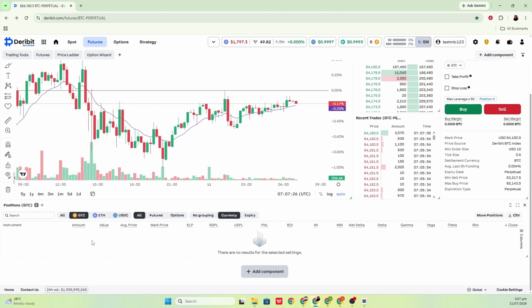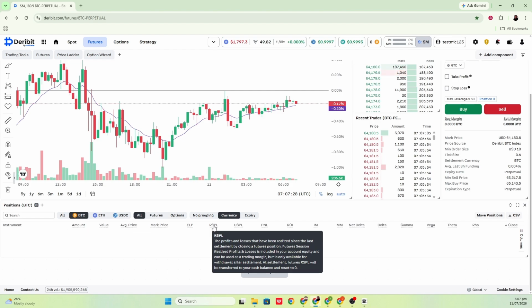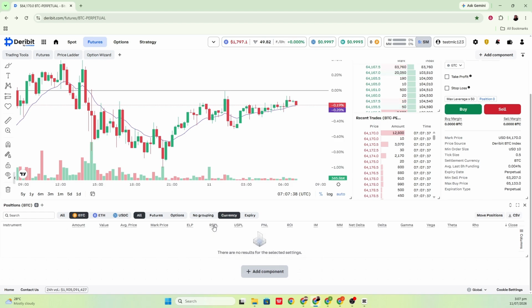If you trade futures, it is also important to understand the daily settlement process. Deribit settles accounts each day at 8 o'clock UTC. During this settlement, the unrealized P&L accumulated over the previous 24 hours is automatically transferred into your realized P&L. At the same time, your position's average entry price is adjusted to match the snapshot mark price recorded during settlement.